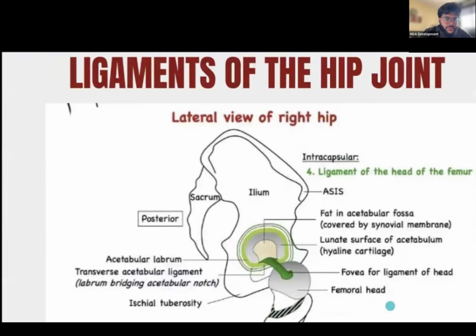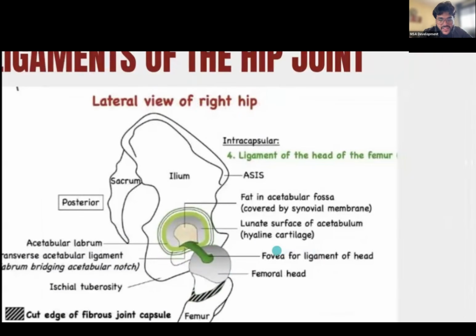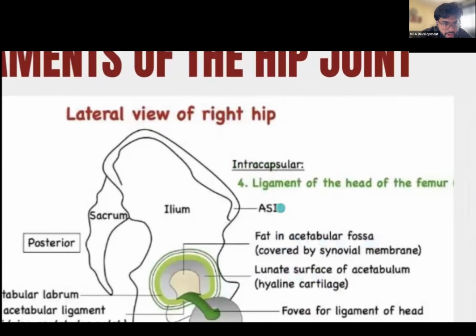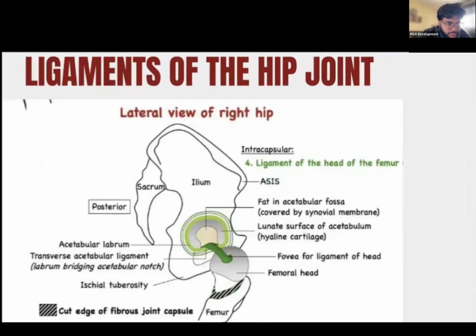Again, another picture. As I said, the ligament of the femoral head. Over here, this is the ligament of the femoral head. It will carry the foveal artery, which is responsible for supply to the head of the femur.